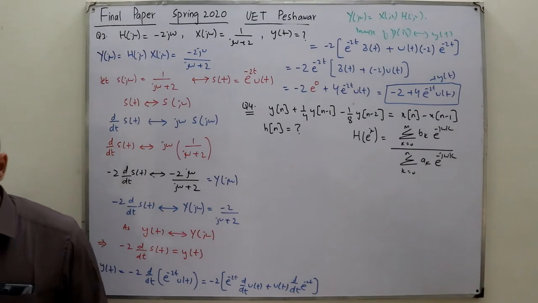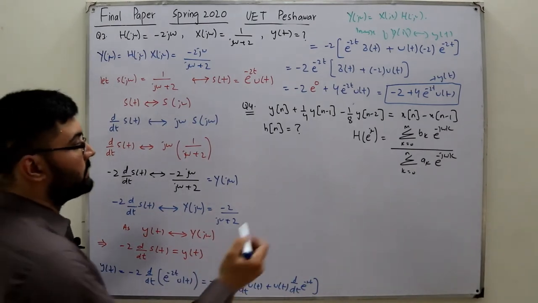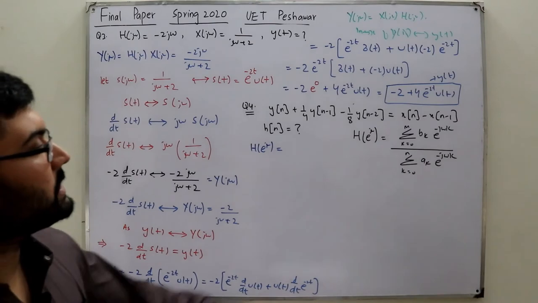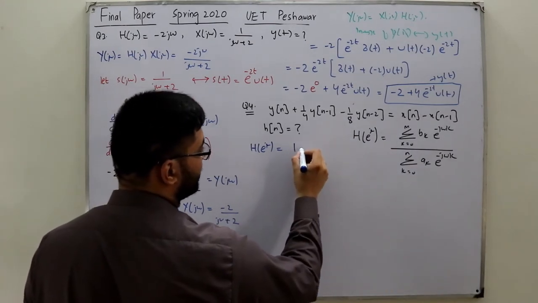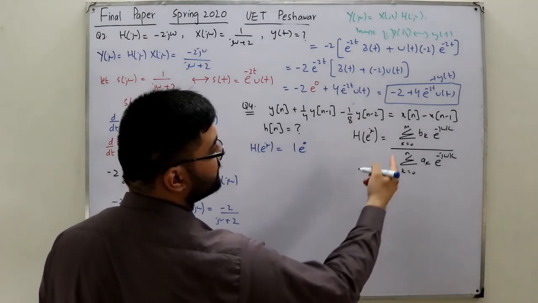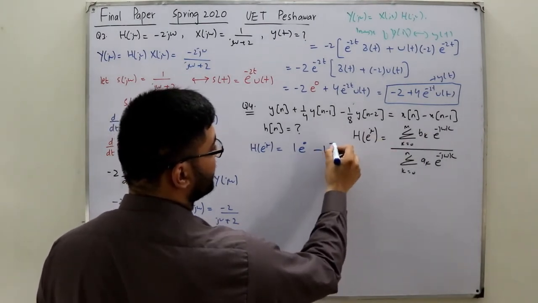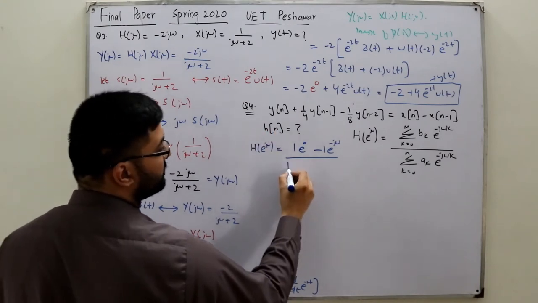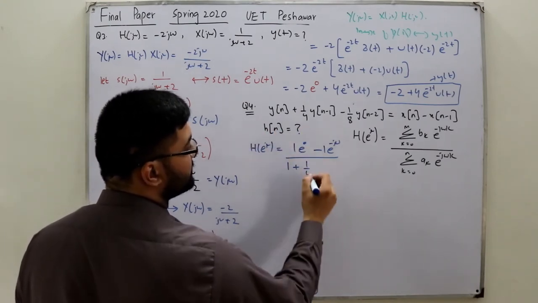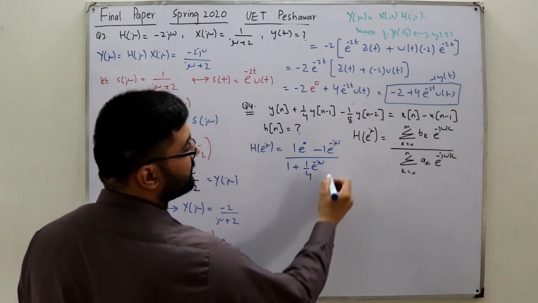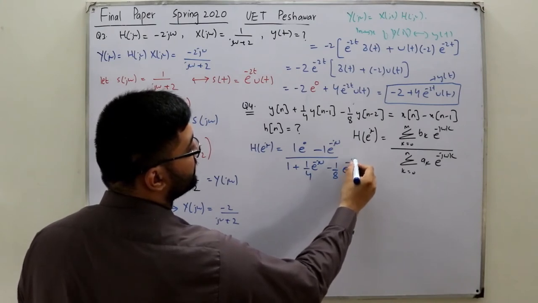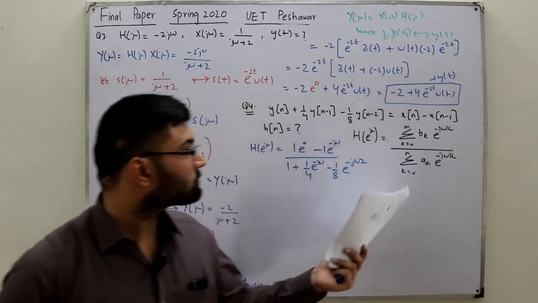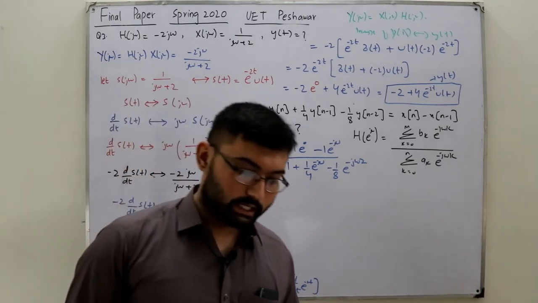Is that fine? So let's write it. H of exponential of j omega: for k equal to 0, bk is 1 into exponential of 0, and b1 is minus 1, so minus 1 into exponential of negative j omega. Similarly for ak, a0 is 1, then plus 1 over 4 with an exponential of negative j omega, and then minus 1 over 8 with an exponential of negative 2j omega for the second difference. Now this is what you get directly from the formula that we've already derived.